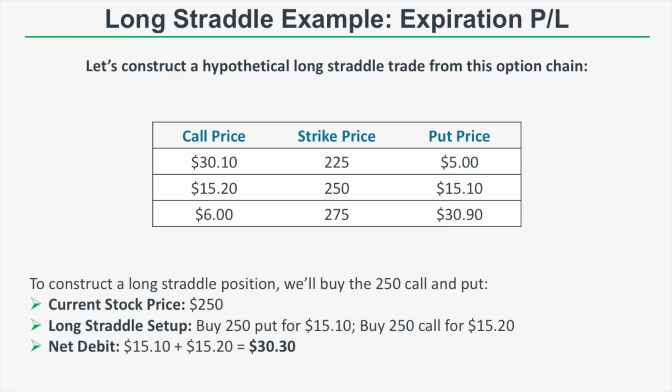Alright, now let's apply those general characteristics to a hypothetical long straddle position. So at the time of these option prices, let's say the stock price is trading at $250 and we believe the stock price is going to make a significant move in either direction. So to construct a long straddle position, we're going to buy the 250 put for $15.10 and we're going to buy the 250 call for $15.20. Now that's going to bring our net debit to $30.30. So let's go ahead and take a look at the expiration risk profile graph for this position.